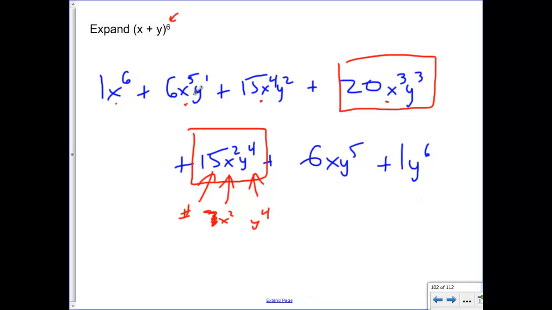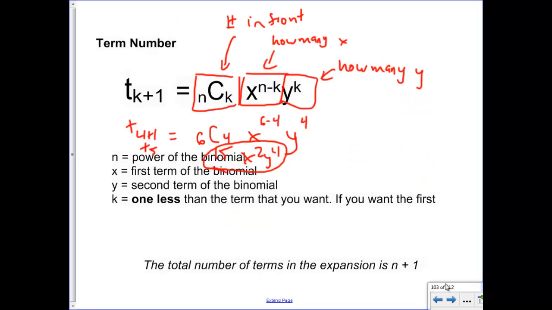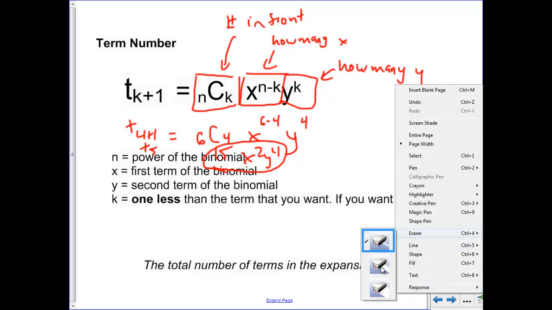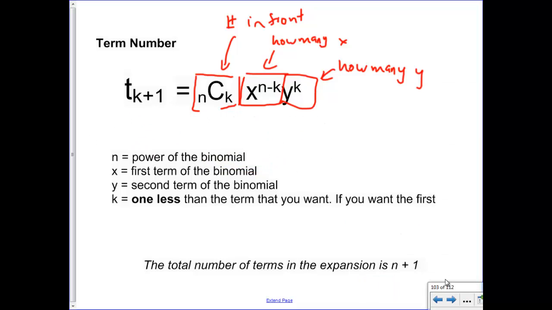So I just want to go to the other slide here. This is going to be the 1, 2, 3, the 4th term. Does that make sense? So let me go back and change all this information here. We're going to look for the 4th term. To find the 4th term, though, k needs to be 3. n is the power of the binomial, so that's what exponent we were trying to FOIL it out to. So still 6. Then 6 choose 3, because 3 is 1 less than 4.